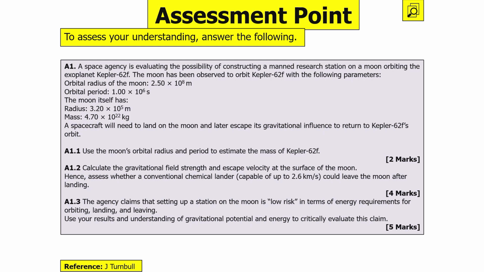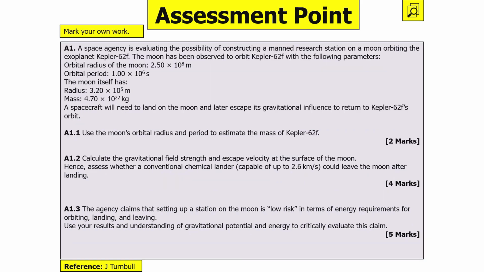The agency claims that setting up the station on a moon is low risk in terms of energy requirements for orbiting, landing and leaving. Use your results and understanding of gravitational potential and energy to critically evaluate this claim. So, pause the video now, then unpause the video when you want to go through your answer.